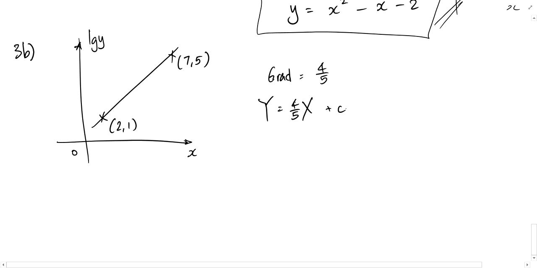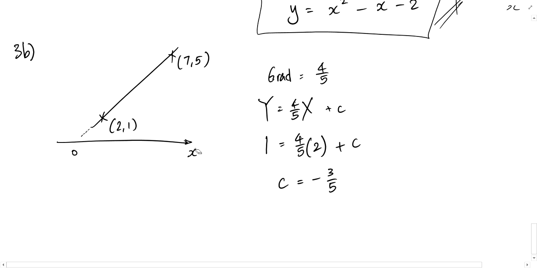Then you sub the point 2, 1. Okay, so what is the value of Y? The value of Y is 1. Okay, big Y is 1 equals to 4/5 times 2 plus C. So now we want to find out what C is. What do you find it to be? -3/5. Okay, so if I were to extend, which I didn't draw very well, it is meant to be something like this. Okay, -3/5.